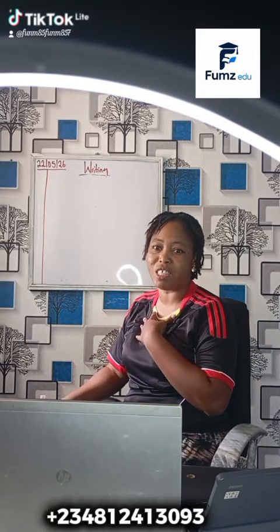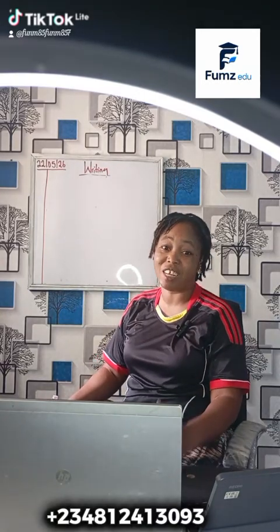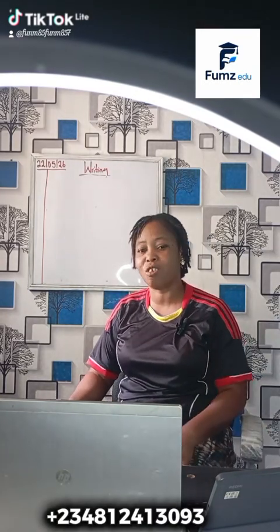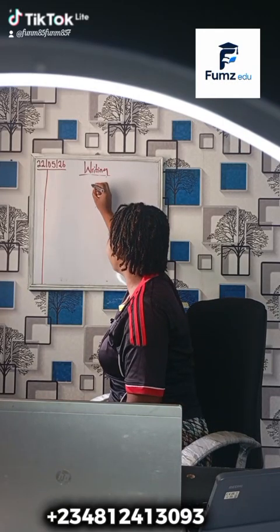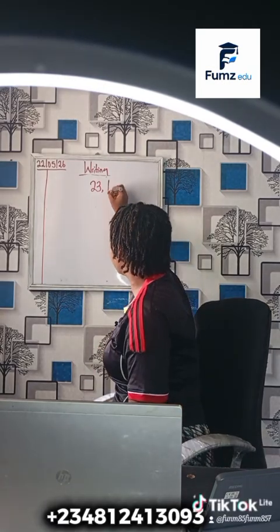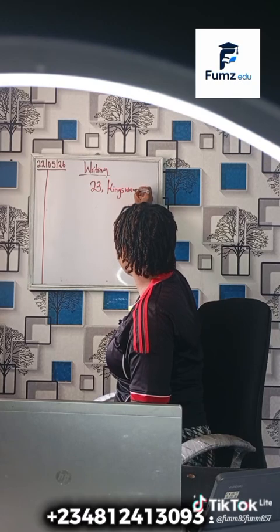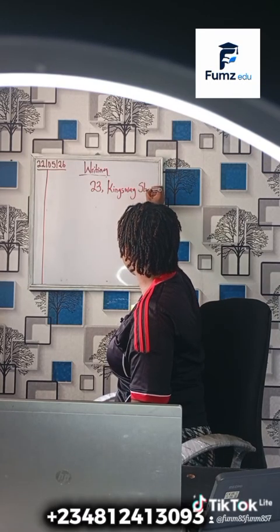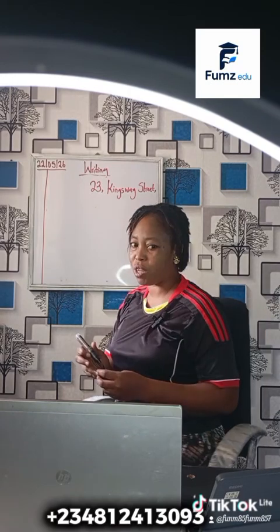So I'm going to write my address, and not really my address, I can just put any address there, but let's look at how it's going to pan out. So I can say I live 23, observe, put your comma here, and I can say Kingsway Street. Observe something here. You put your comma. Each word should start with capital letter.